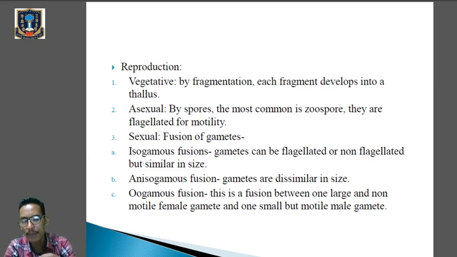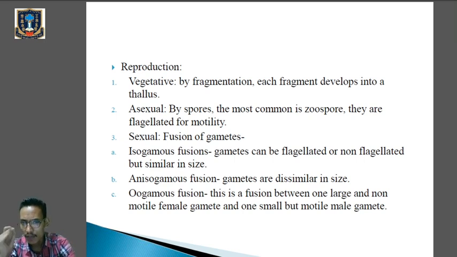Anisogamous, where the fusing gametes will be dissimilar. Clear? Oogamous fusion means the fusion between one large non-motile female gamete with one small but motile male gamete.